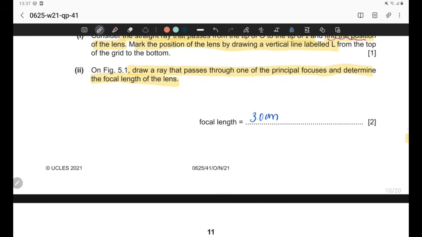You can get an answer anywhere between 2.8 centimeter and 3.2 centimeter. Any measurement in this range, you will get full marks. And please make sure to draw the principal axis on the graph in order to score 2 marks.